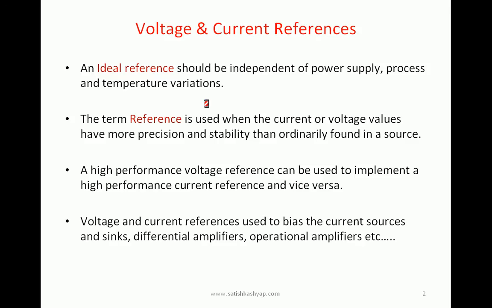Next, the difference between source and reference is that a reference implies more precision and stability compared to a source. The term reference is used when the voltage or current values have more precision and stability than ordinarily found in a source. If we have a high performance voltage reference, that can be used to implement a high performance current source or current reference. Otherwise, if we have a high performance current reference, that can be used to generate a high performance voltage reference. And there are many applications of references. They are used in current sources and current sinks, differential amplifiers, operational amplifiers, analog to digital converters, and so on.